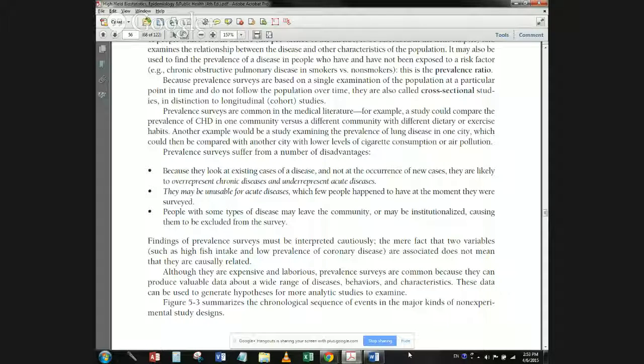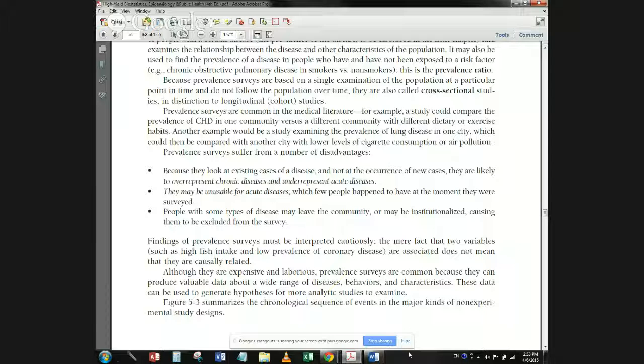It may also be used to find the prevalence of a disease in people who have and have not been exposed to a risk factor. For example, chronic obstructive pulmonary disease in smokers versus non smokers. This is the prevalence ratio. Because prevalence surveys are based on a single examination of the population at a particular point in time and do not follow the population over time, they are also called cross sectional studies, in distinction to longitudinal cohort studies.